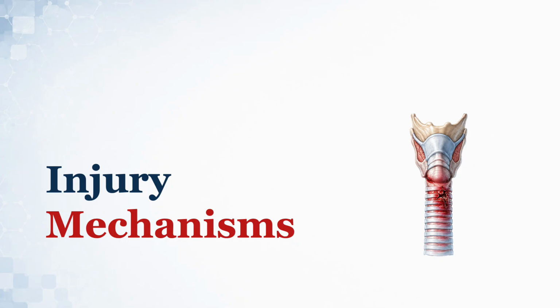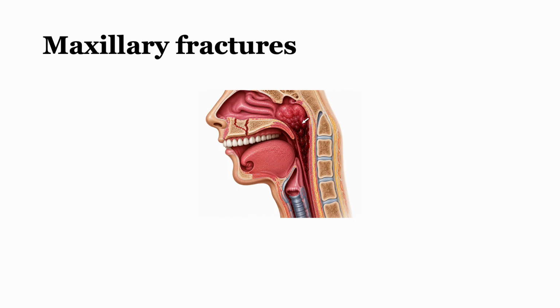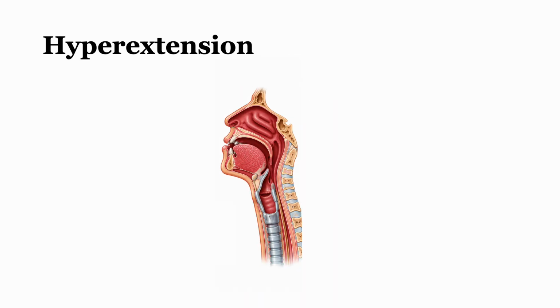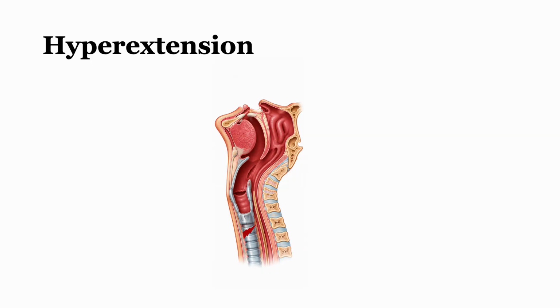Next, we will focus to understand the specific mechanisms of airway injuries. Starting high up, maxillary fractures can obstruct the nasopharyngeal airway. In bilateral mandibular fractures, muscles attached to the mandibular body pull the tongue backwards, causing airway obstruction. Hyperextension injuries due to blunt trauma can cause tracheal injuries. Remember the possibility of an associated cervical spine injury in this case.